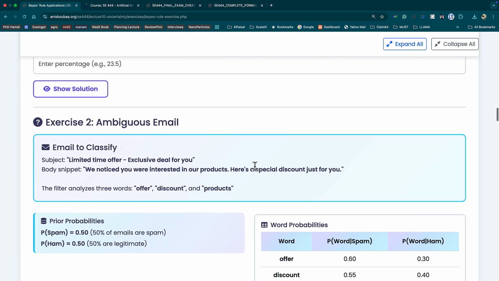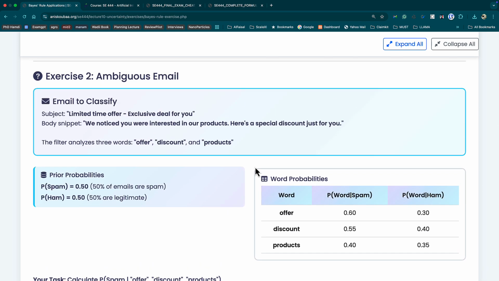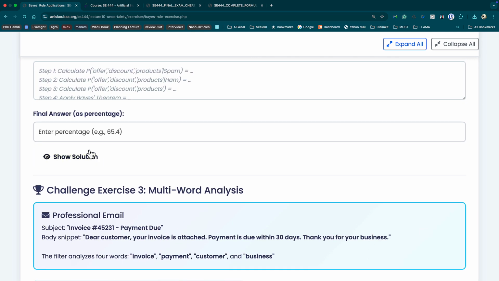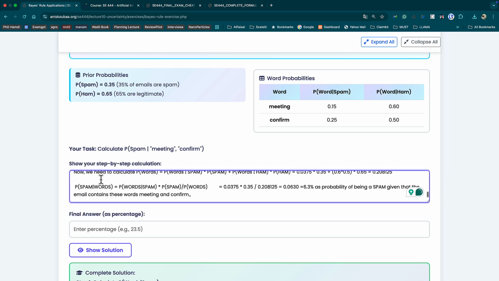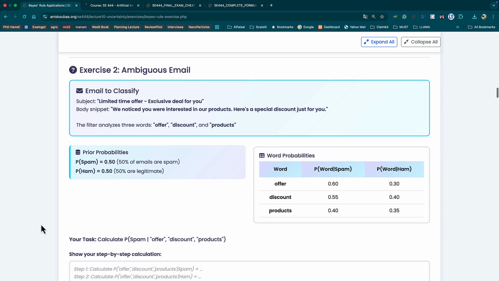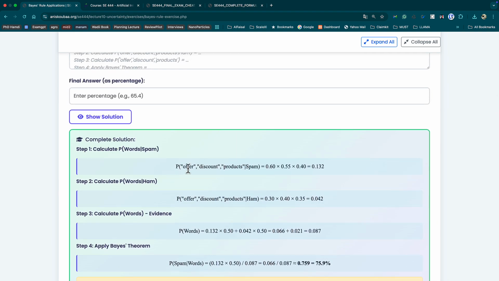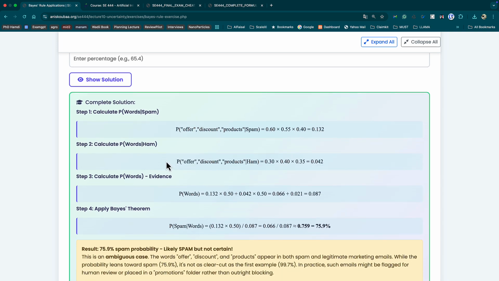Now I think you can solve this problem as well, the one afterwards. Yeah, it's the same way. Now if you want just to jump into the solution. So this is how it works. In the same way here we have different values: offer, discount, product, given spam. It's basically the same thing. We calculate these probabilities and the probability of words, and finally we apply the Bayes rule.